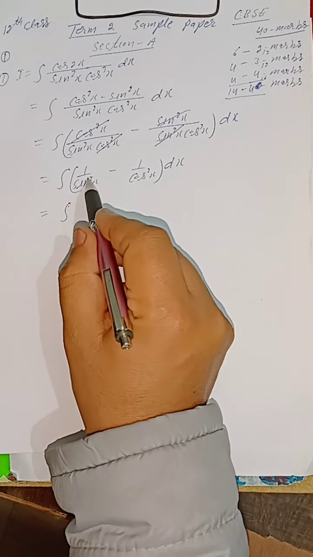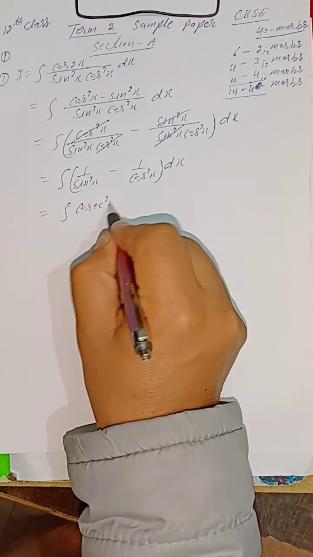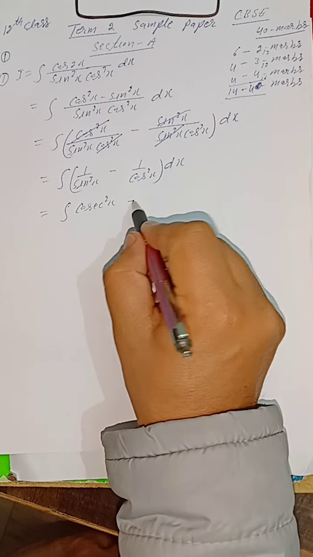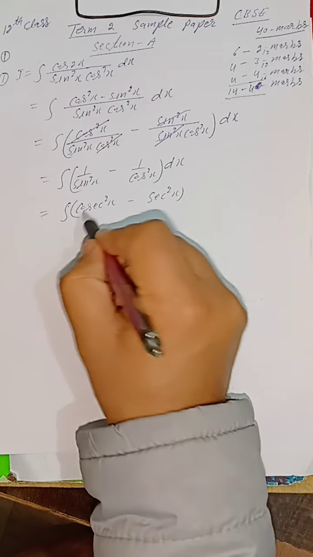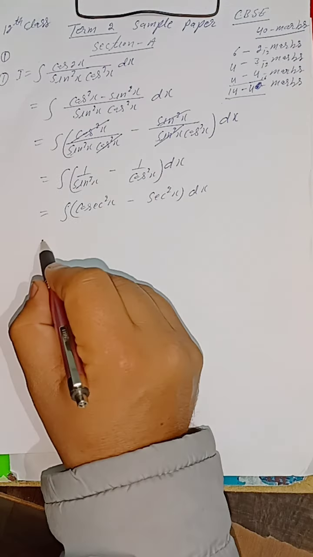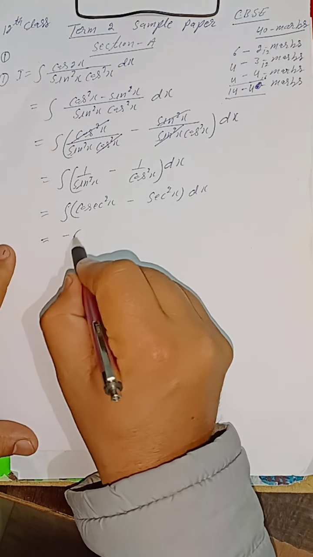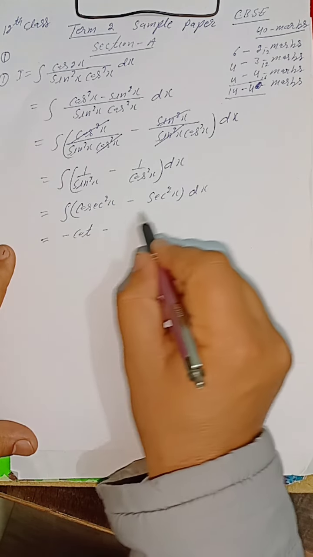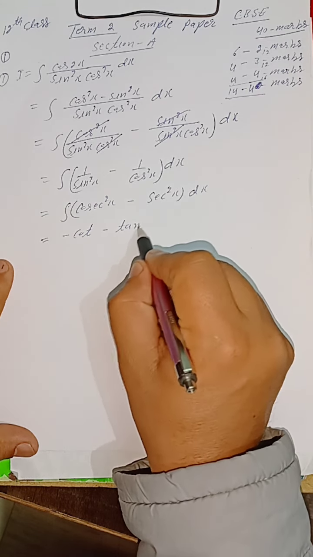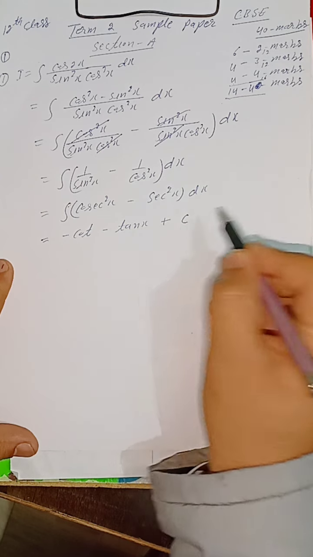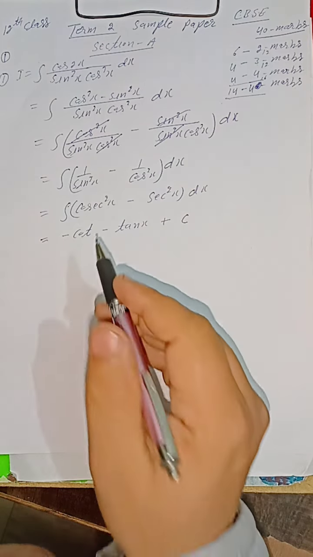As we know that 1 upon sine square x is equals to cosecant square x and 1 upon cos square x is equals to secant square x. Now the integration of cosecant square x is minus of cot x and integration of secant square x is tan x. Here we add c as arbitrary constant.